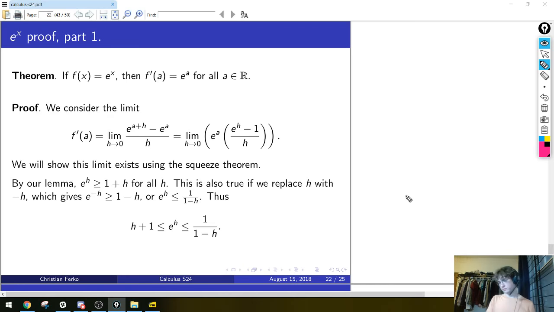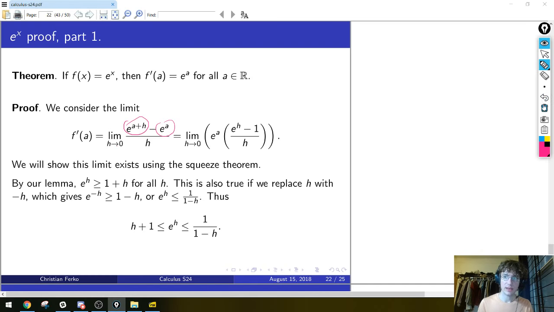How do you prove it? Okay, well, we have to use the definition. So the definition of f prime at some point a is the limit as h goes to 0 of e to the a plus h minus e to the a, over h. That's just the definition: f of a plus h minus f of a.